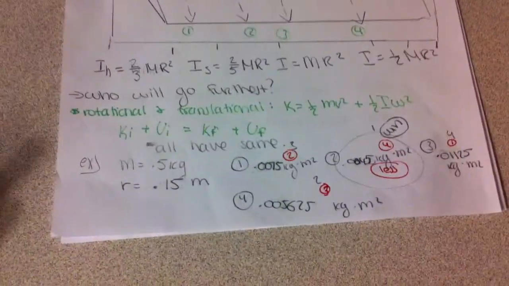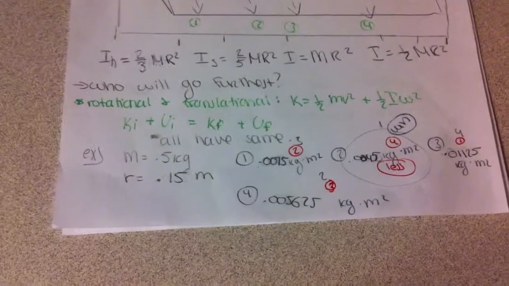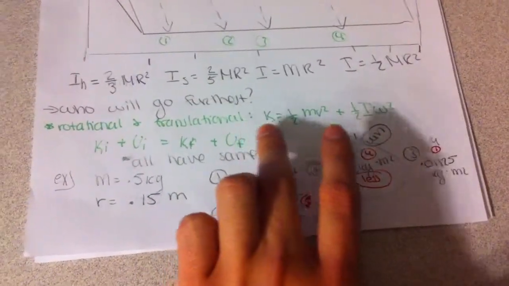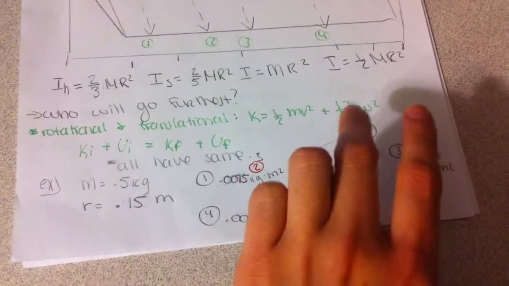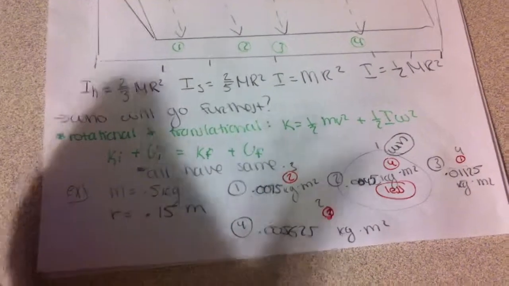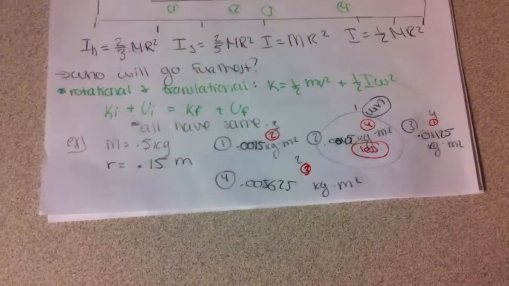So who will go furthest? We have rotational and translational kinetic energy. In this case, KE equals 1/2 mv squared plus 1/2 I omega squared, which we could use to find the total kinetic energy, and we know that the kinetic energy in the beginning is going to equal the kinetic energy at the end. But in order for us to find which is going to fall furthest, the only thing we really need to focus on is inertia, and what inertia is.